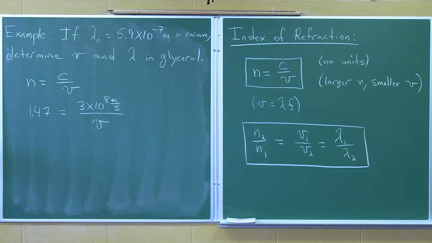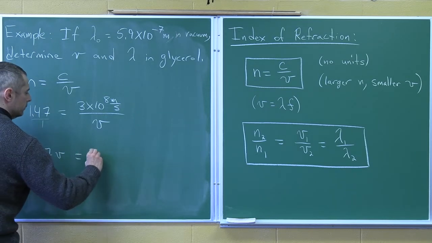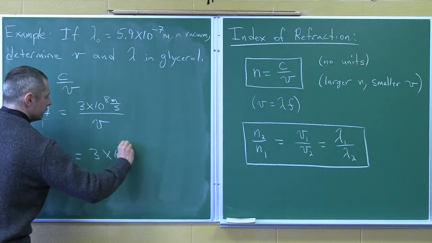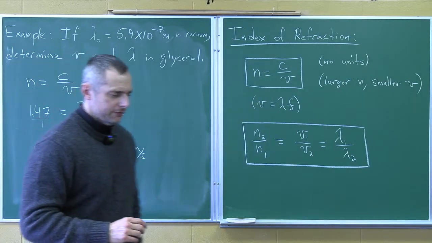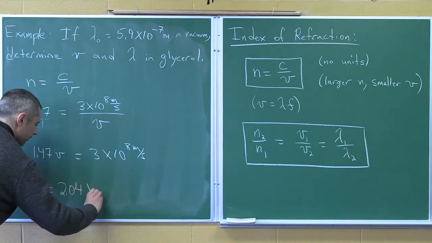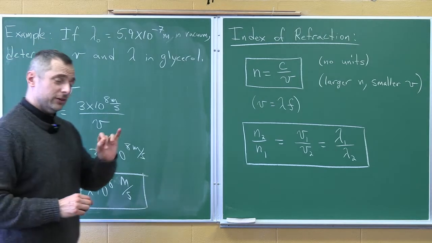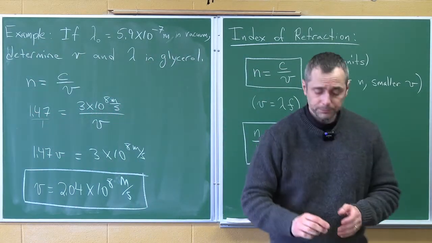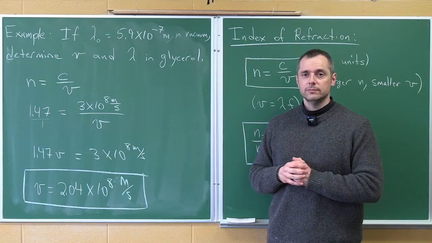And speed is unknown. So what I'm going to do is maybe think of this as a fraction here, cross multiply. 1.47 times V equals 3 times 10 to the 8th. Divide both sides by 1.47, which gives us 2.04 times 10 to the 8th. Again, less than 3 times 10 to the 8th. It's slowed down because of the atoms in the way. So go ahead, I'll create a pause, copy these notes in your notebook.